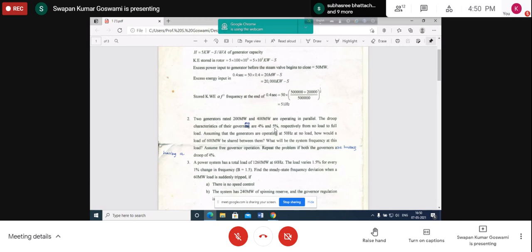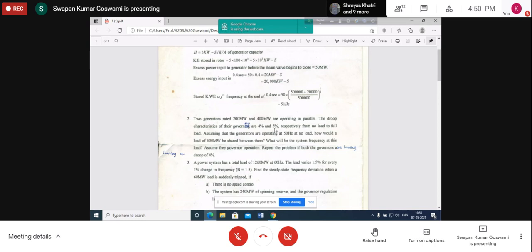Sir, the loss in output voltage? Huh? The loss in output voltage? No, this is the governor. Governor has nothing to do with the output voltage. Governor takes care of the speed. Governor takes care of frequency. Group means governor regulation.